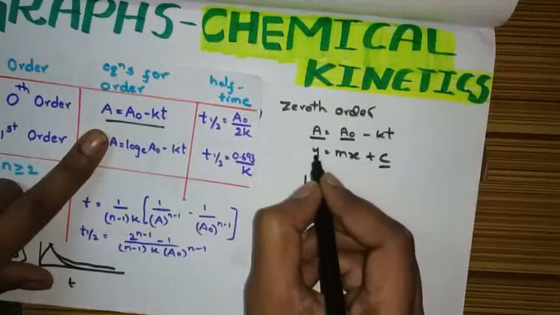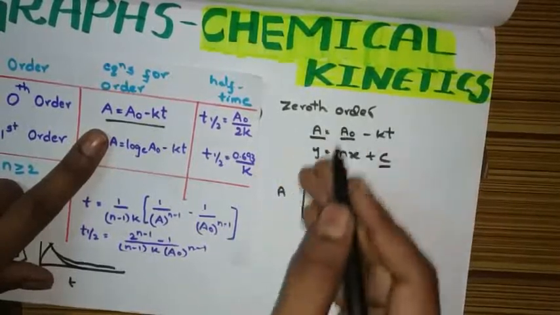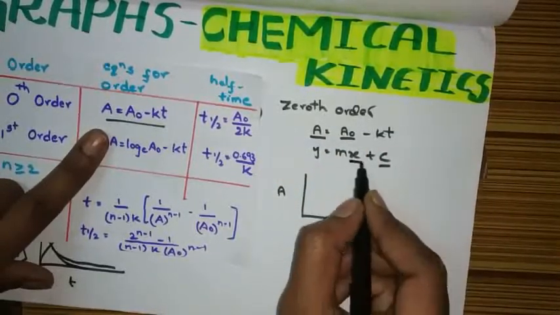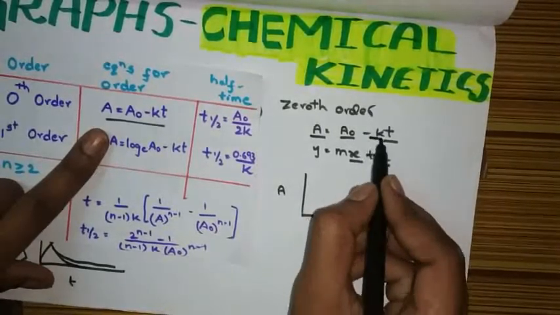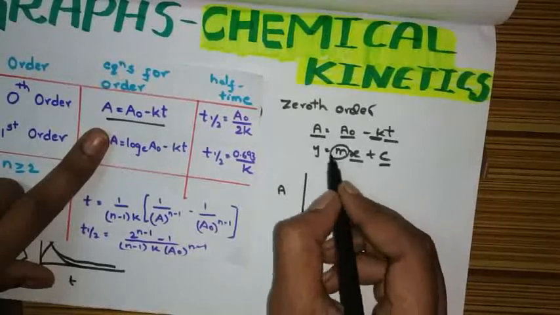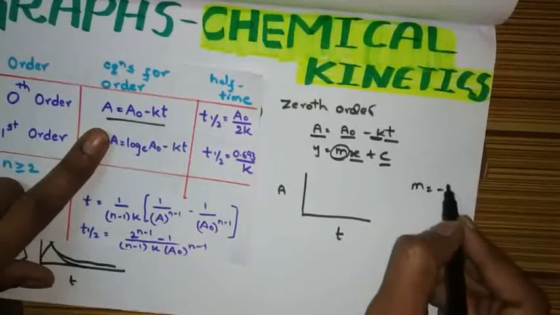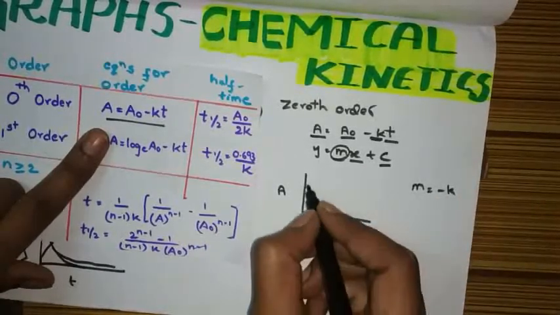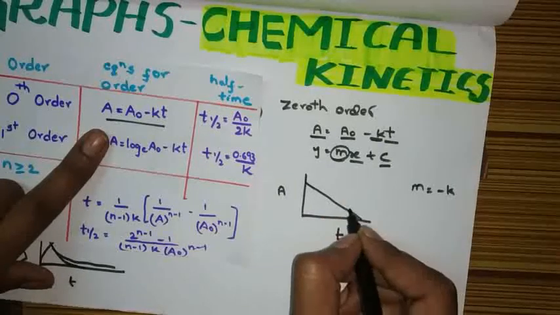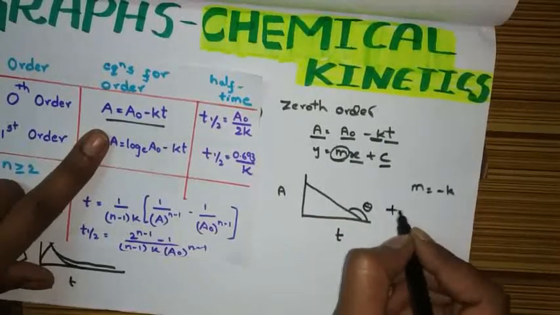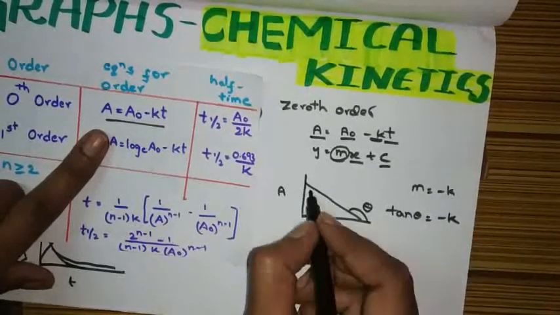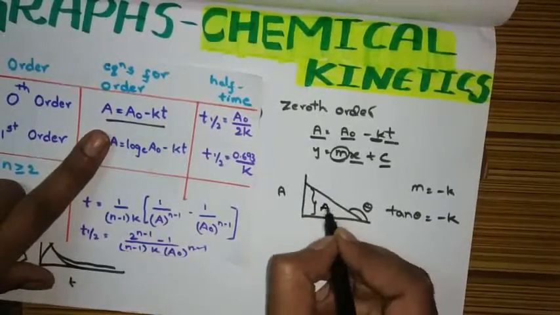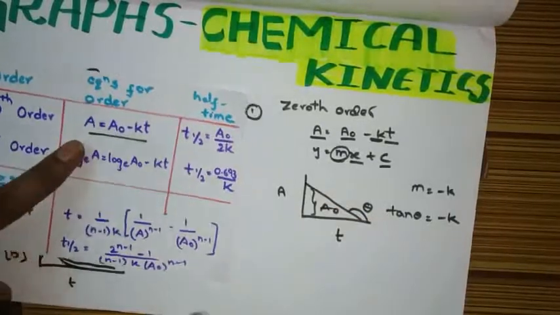Now on the y-axis concentration and on the x-axis time. This is a negative slope, right? The m value is minus k. That is a negative slope, so it will be like this. And this tan theta means the slope. Tan theta is equal to minus k, and this intercept is A naught. Okay, that's it.